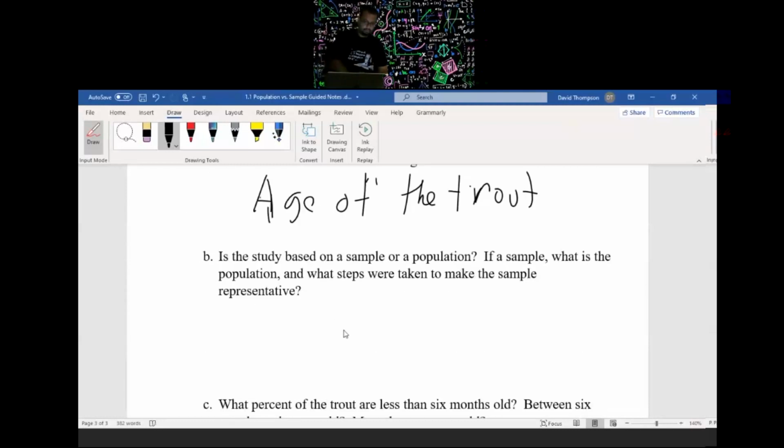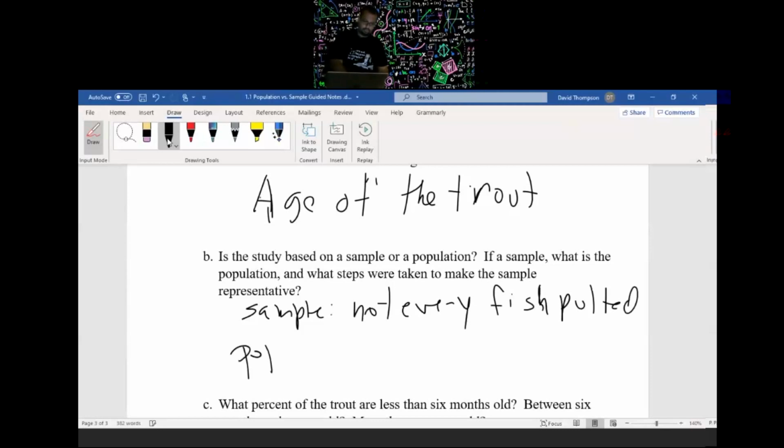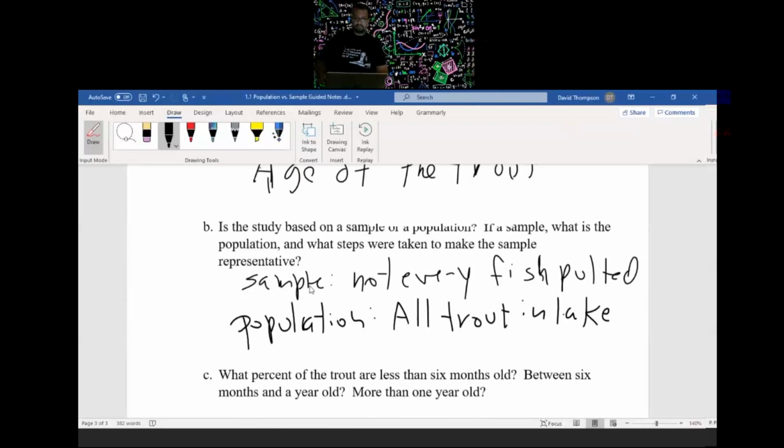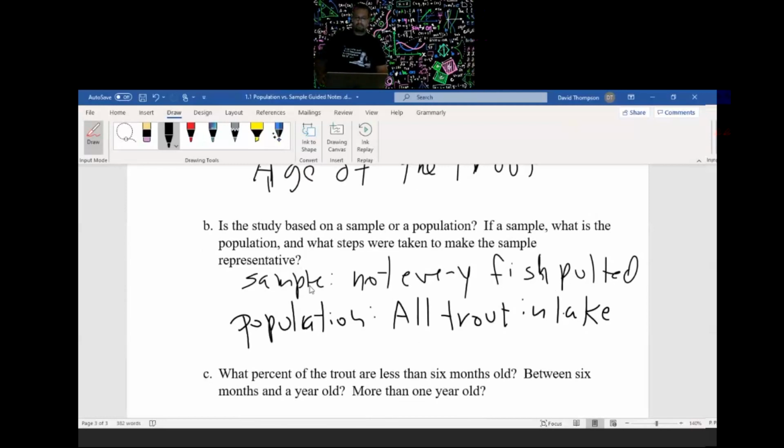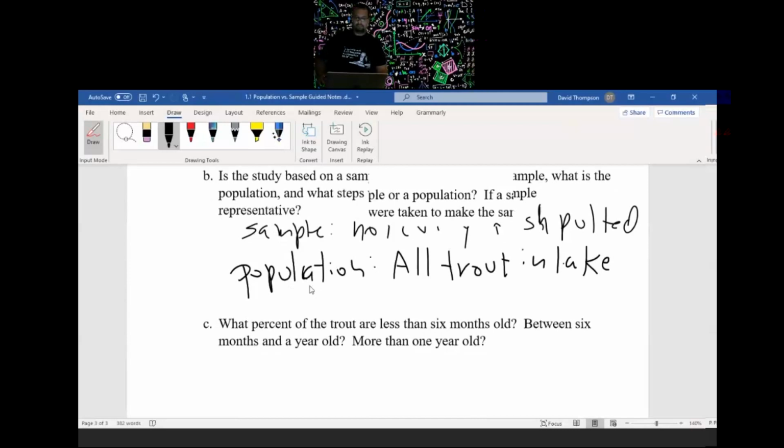Part B. Is this study based on a sample or a population? If a sample, what is the population? What steps are being taken to make the sample representative? This is a sample because not every fish in this lake is being pulled. And there could be more fish in this lake. The population would be all the trout in this lake. So we know there's probably more than 96 trout in a lake. And there's many different places fish could hide. So we're going to assume that this is a sample, not a population.